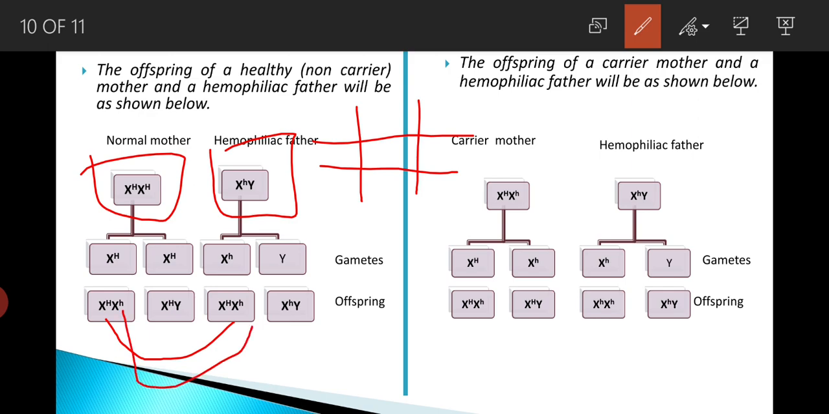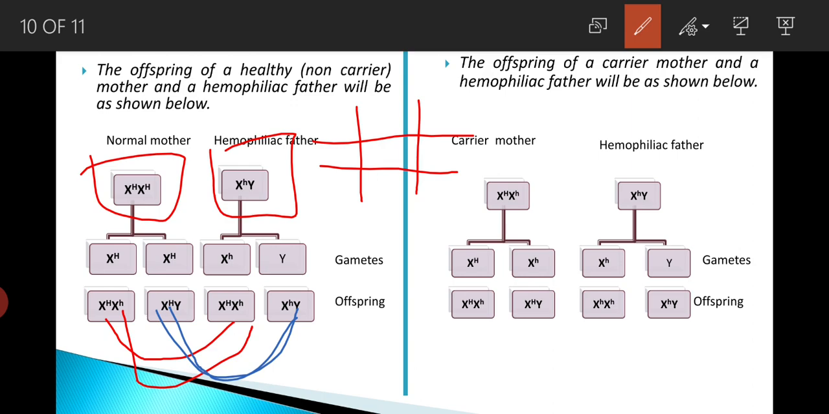women, or daughters, who are normal for hemophilia, but they are carriers, and we are going to have a boy who is normal for hemophilia. The second example says that the offspring of a carrier mother and hemophiliac father will be as shown below.